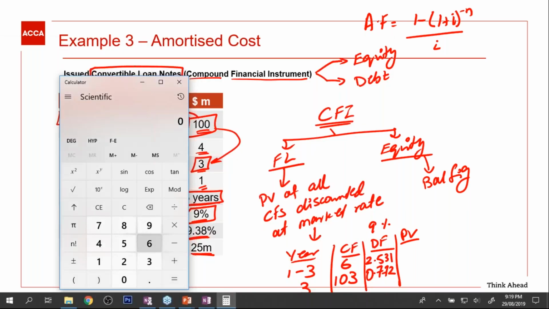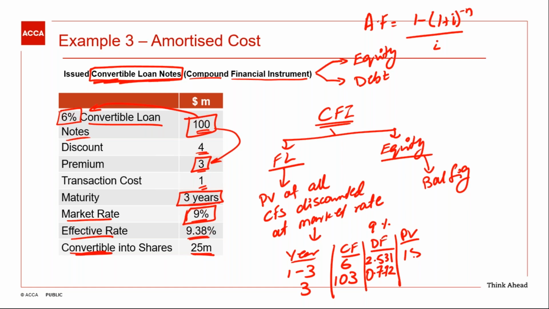So now if we calculate the present value, it is going to be 6 multiplied by 2.531, which is 15.186, and 103 into 0.772 will be, can someone calculate quickly? 79.516. So now if we calculate the total, it is going to be 94.702. So this is how we have calculated the amount of the financial liability.